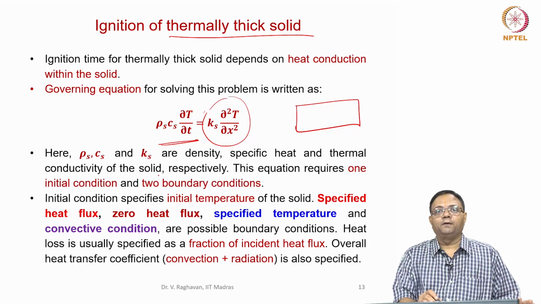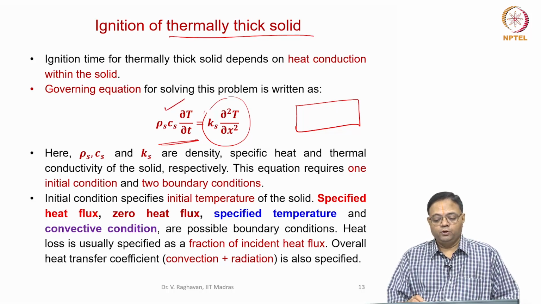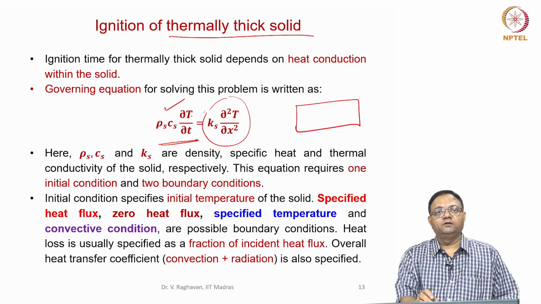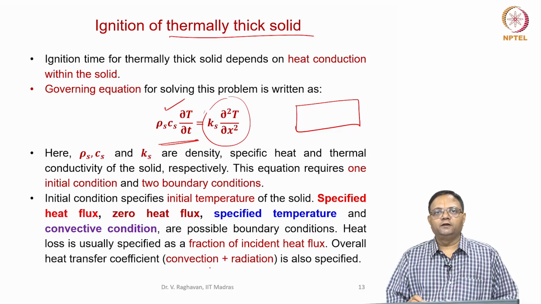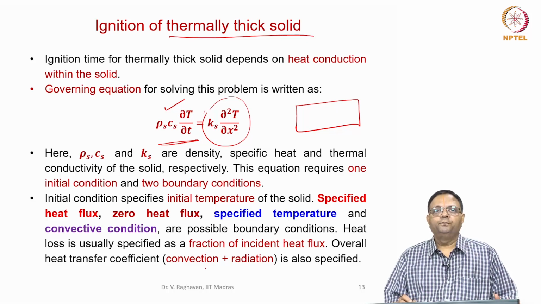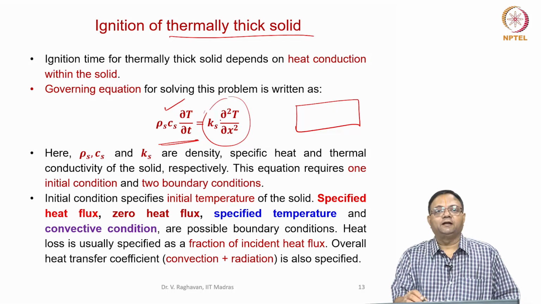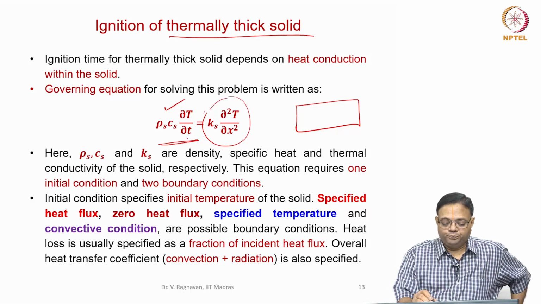So, I now end up with a governing equation which has the transient term on the left hand side. Rho s is the density of the solid, Cs is the specific heat of the solid, and this is the increase in the temperature with respect to time. So, this volumetric term indicates the increase of the internal energy of the solid with time, and this is balanced by the conduction within the solid. That is it. This is the simple governing equation.